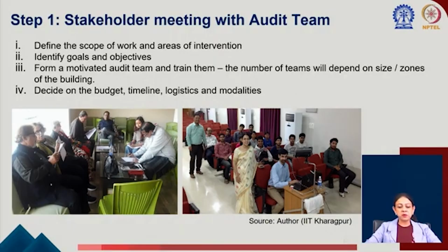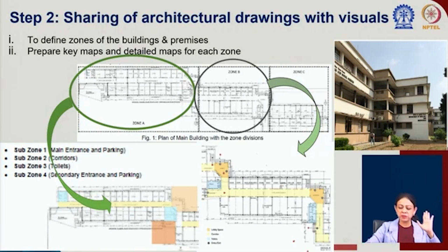You start with the stakeholders meeting with the audit team. Here we were auditing an old age home and another office building, where we had a presentation. The first one shows where we were talking with the stakeholders, all the residents of the old age home, understanding their ideas. And the second one was a training session where you train the audit team, and you need to form a motivated audit team. The number of members will depend upon the scale.